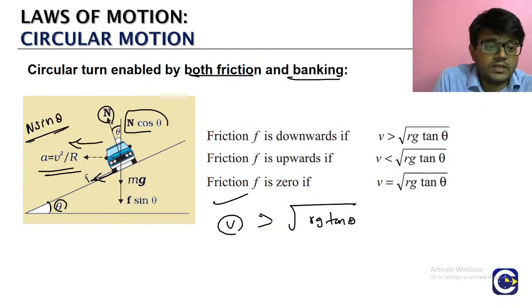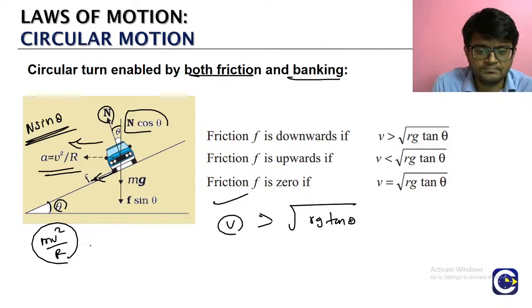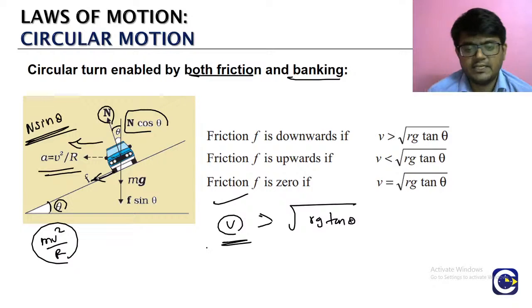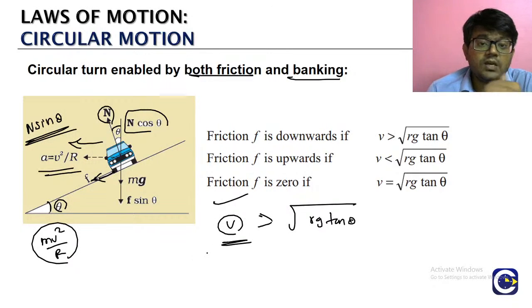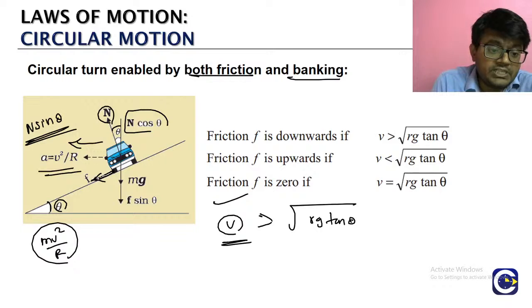The component of the normal reaction will not be able to provide the centripetal force, because centripetal force will be what? M into V square by R, right? The normal reaction component will not be able to provide it. Why? Because V is more than root Rg tan theta, which means we should have some more force component towards the center of the circle. How will that come? If the friction is down the plane, we can resolve the friction into components, right? Look at this.